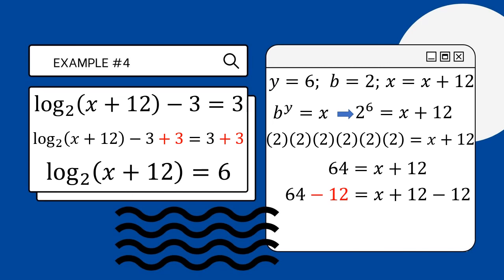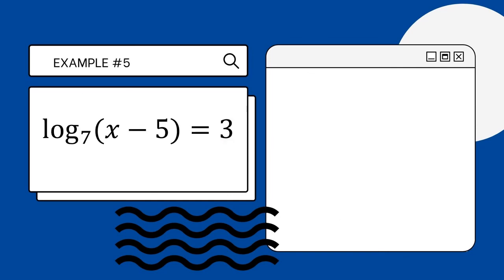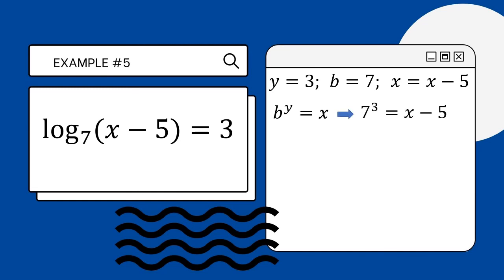And for the last example, logarithm of x minus 5 base 7 is equal to 3. Y is equal to 3, b is equal to 7, and then x is equal to x minus 5. Let's substitute it. We'll get 7 raised to 3 is equal to x minus 5. 7 raised to 3 is equal to 343. Then let's add positive 5 on both sides. So that will be x is equal to 348.